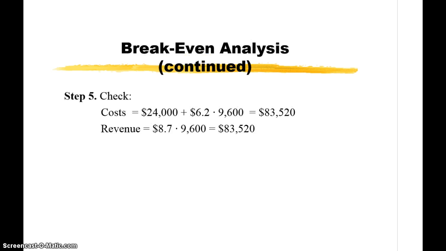Okay, and we should always check our answer. And surely enough, when we do 24,000 plus 6.2 times 9,600, we're replacing x here with our answer. That gives us a total cost of $83,520. And likewise, if we replace x with 9,600 into the formula for revenue, which was 8.70x, we get 83,520 for revenue as well. So since cost equals revenue, the company breaks even.